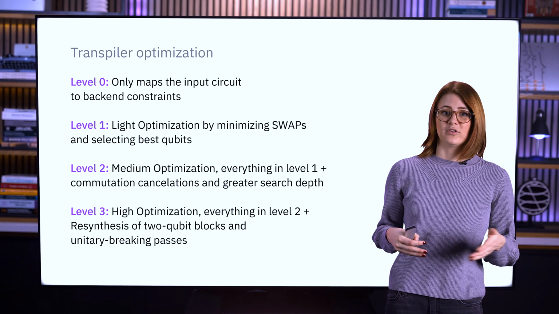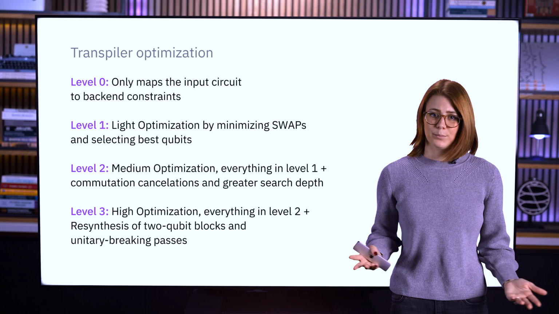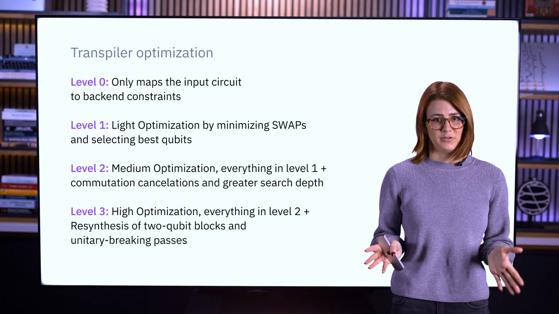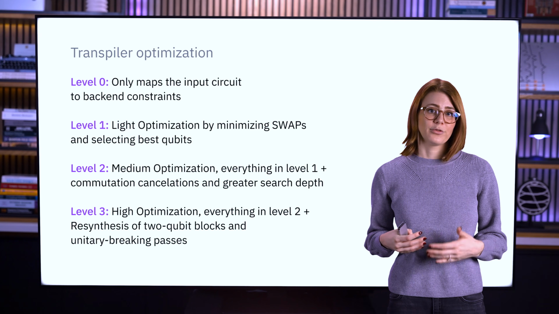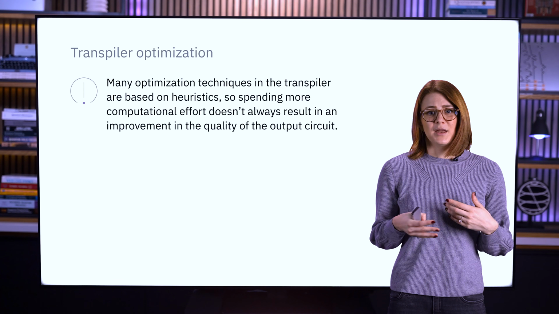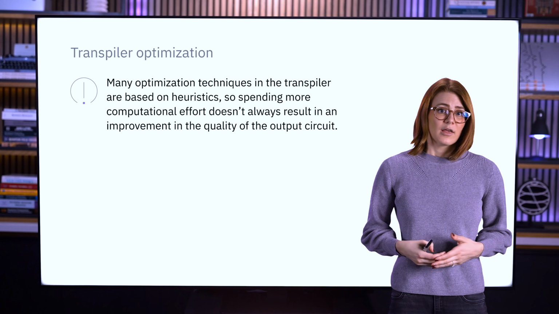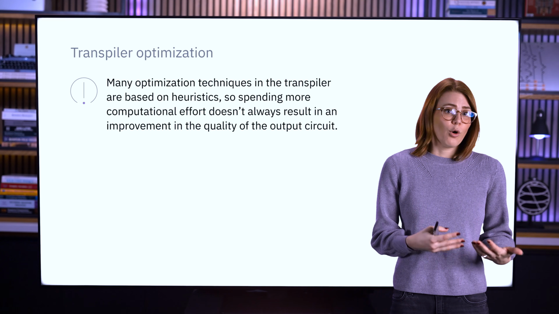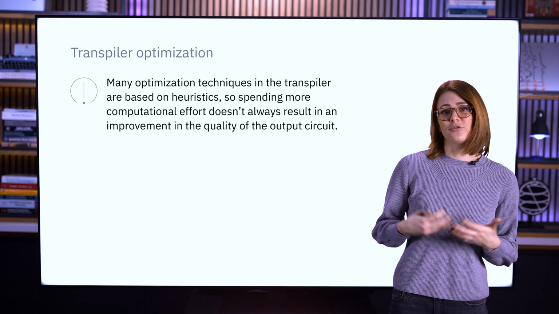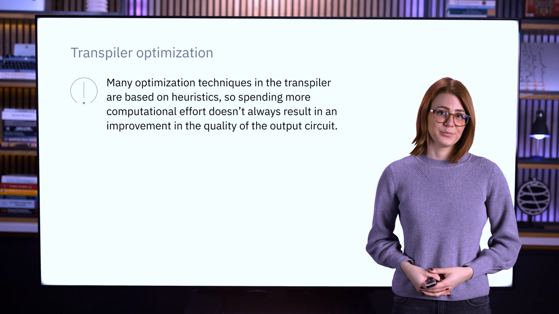Optimization level 0 is intended for device characterization experiments, and as such, only maps the input circuit to the constraints of the target backend. It doesn't perform any optimization. Optimization level 3 spends the most effort to optimize the circuit. However, as many of the optimization techniques in the transpiler are based on heuristics, spending more computational effort doesn't always result in an improvement in the quality of the output circuit. If this is of further interest, please check out the transpiler pages in the Qiskit documentation linked below.